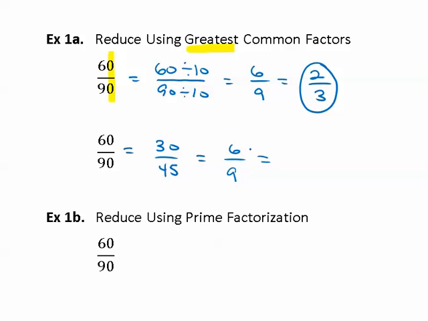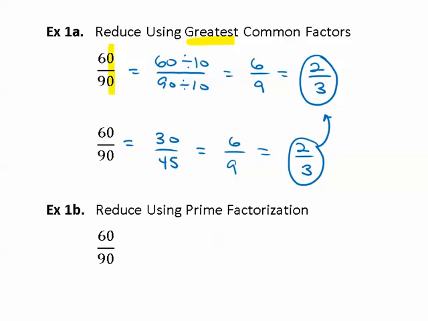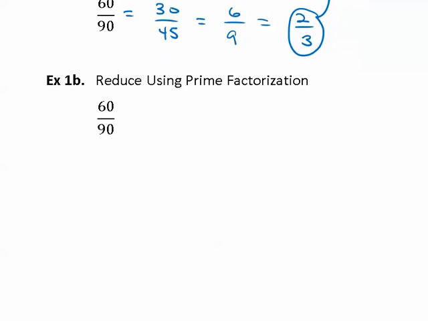And once again, we recognize they're both divisible by 3. 6 divided by 3 is 2. 9 divided by 3 is 3. And we've gotten the same answer here. All right, what about the other method that we're going to look at here? It's called the prime factorization. Let's go ahead and scroll down here so we can get some more white space, and I can show you how to do that.